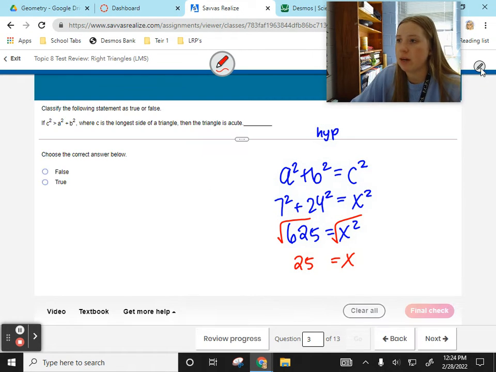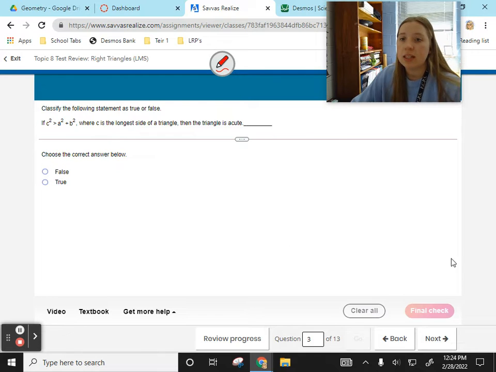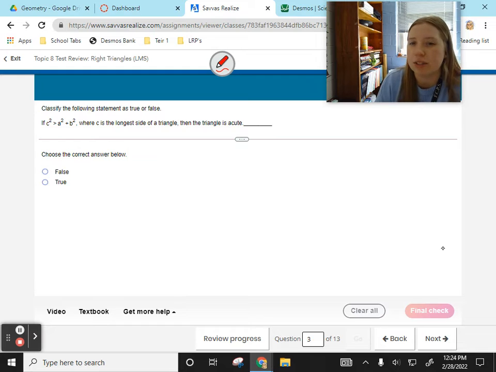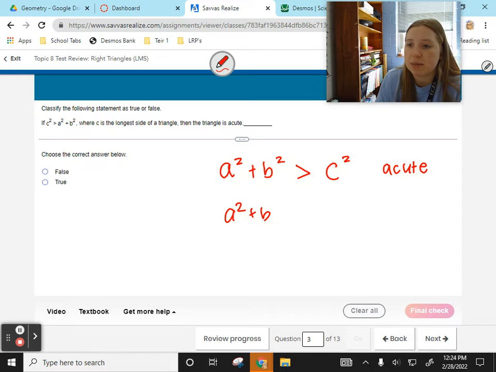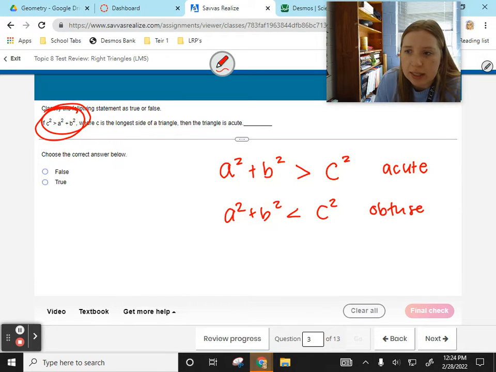All right, moving on to our next one. Classify the following statement as true or false. This is the converse of the Pythagorean theorem. Now, this is a little tricky because we normally wrote our problems out this way. So when a squared plus b squared was bigger than c squared, we said that that was acute. And when a squared plus b squared was less than c squared, we said it was obtuse. So we got to figure out which category this one's in.